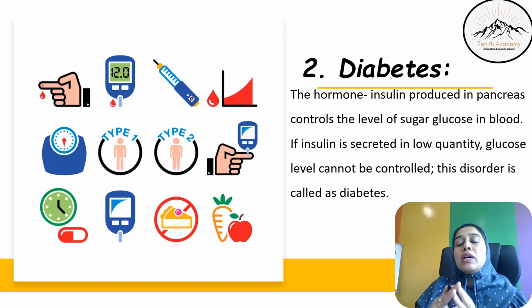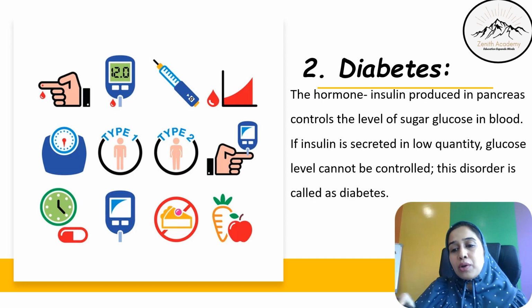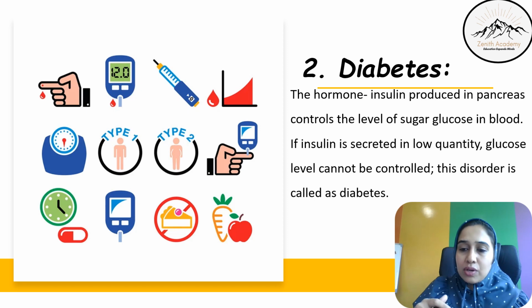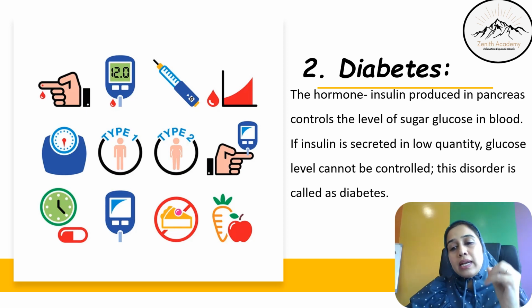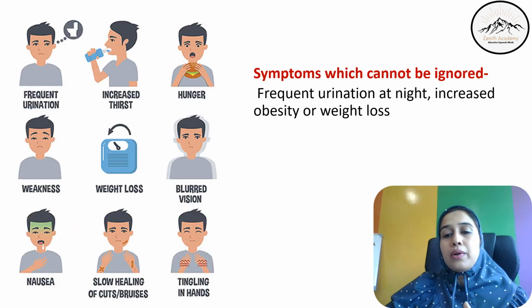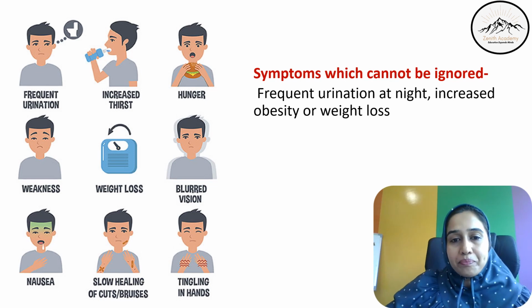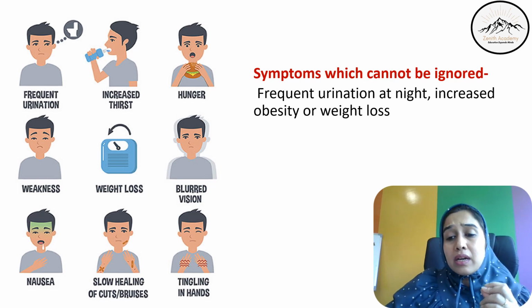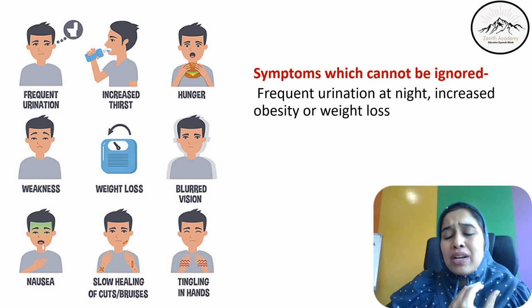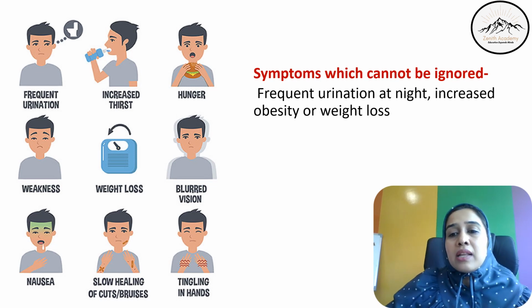ठीक है? तो the hormone insulin has to be regulated. तो medications जो देते हैं diabetes के लिए, these are insulin regulator medicines, and also it brings the glucose level in your body under control. Symptoms that cannot be ignored are frequent urination and increased weight loss, or increased obesity. You might feel hungry many times, or you might not feel hungry at all. These are all symptoms of diabetes.